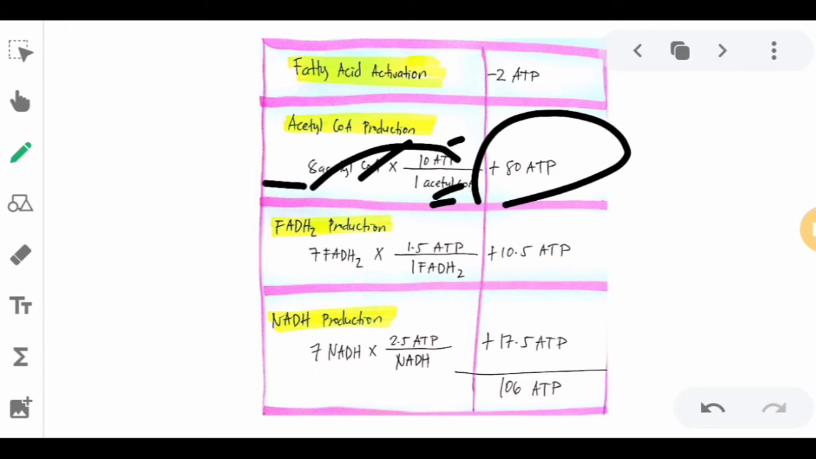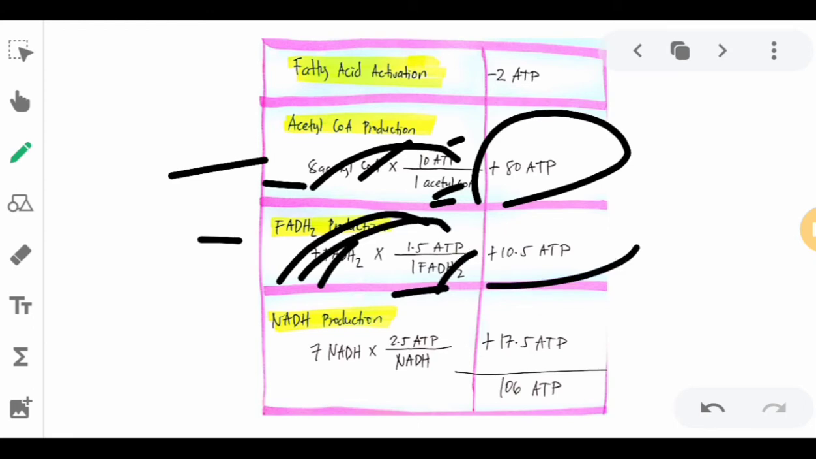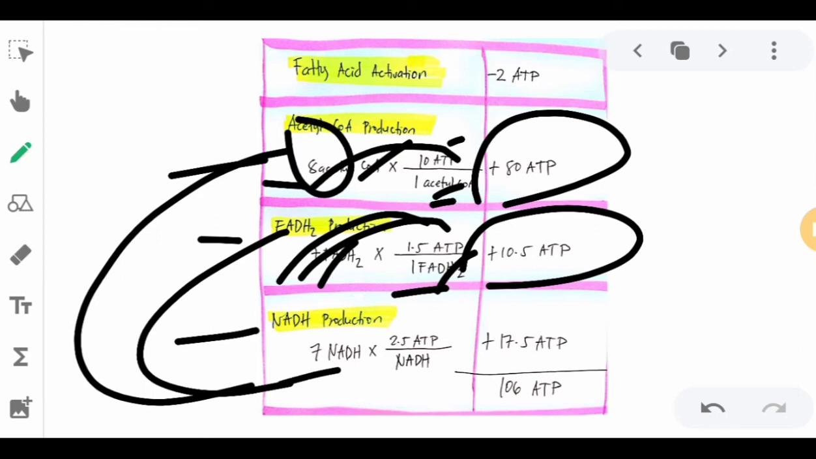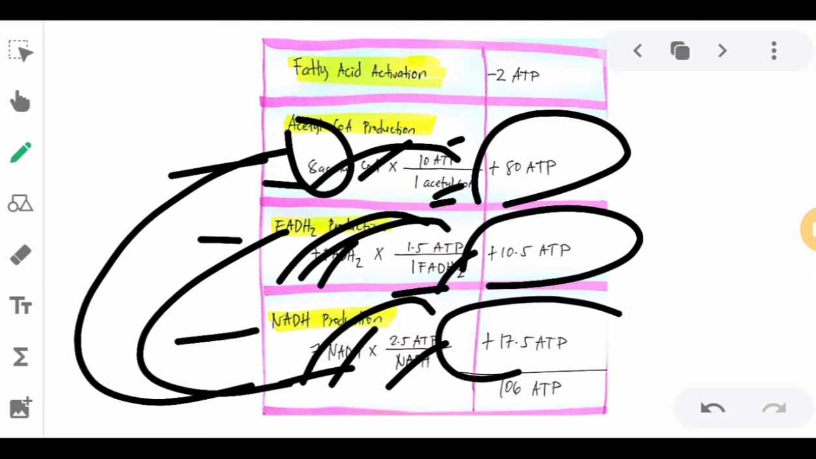And let us calculate the production of the reduced flavin adenine dinucleotide. That will be 7 because that is always 1 less than the acetyl-CoA that has been produced. Okay. So, 7 times 1.5 because there will be 1.5 ATP per 1 FADH2. So, cancel that. 7 times 1.5, that will be 10.5 ATP. And let us calculate here the production of the reduced nicotinamide adenine dinucleotide in palmitic acid. So, that is the same numerical value as in FADH2 because that is always 1 less than the acetyl-CoA produced. So, if you have 8 here, minus 1, that will be 7. And 1 NADH is equivalent to 2.5. So, cancel the units. 7 times 2.5, that will be 17.5 ATP.